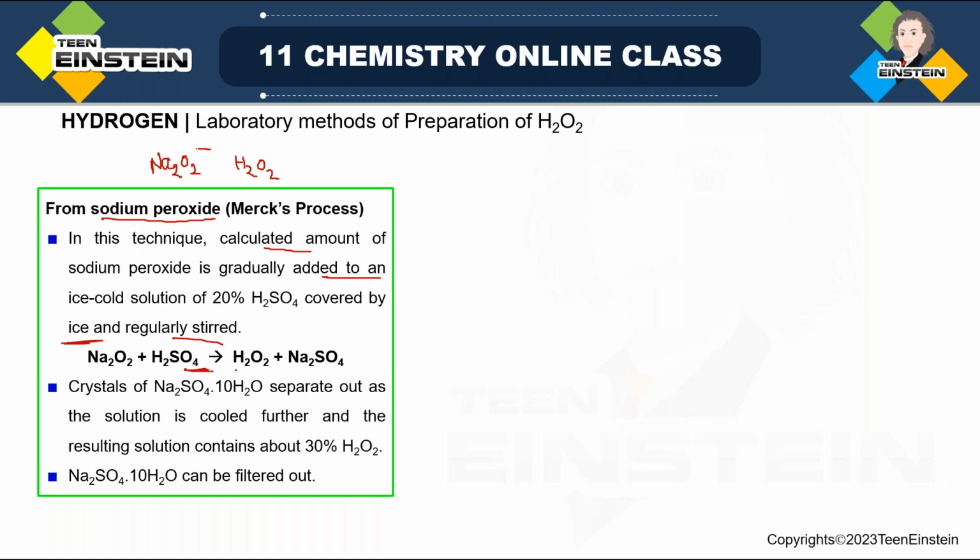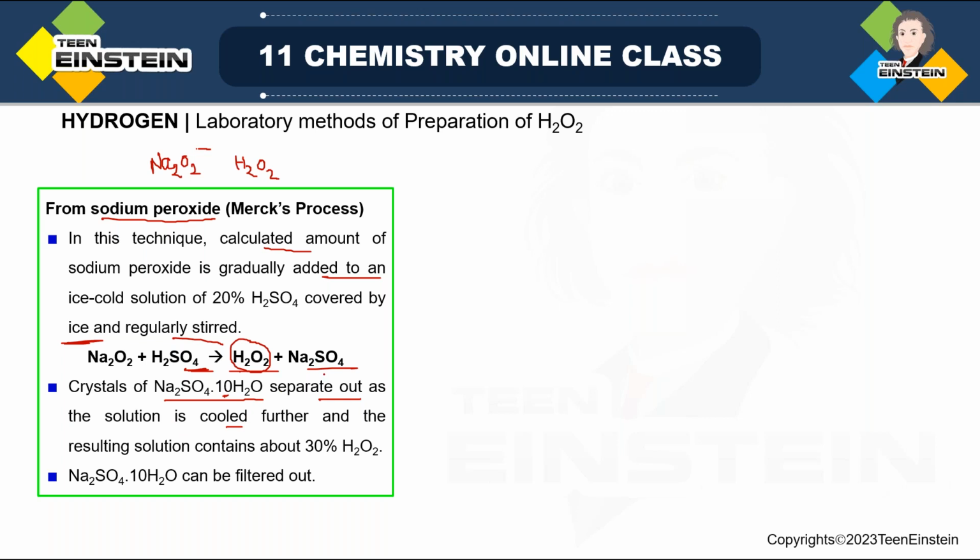So Na2O2 reacting with H2SO4 produces H2O2, that is the actual compound. Our focus is to produce it, and this is the byproduct. Now what will happen once the reaction is done? This byproduct, sodium sulfate, will form crystals with 10 molecules of water of crystallization. It will be associated with it, and it separates out as the solution is cooled.